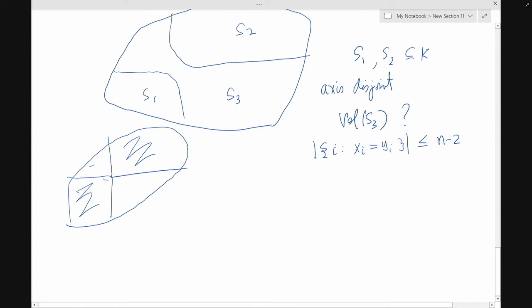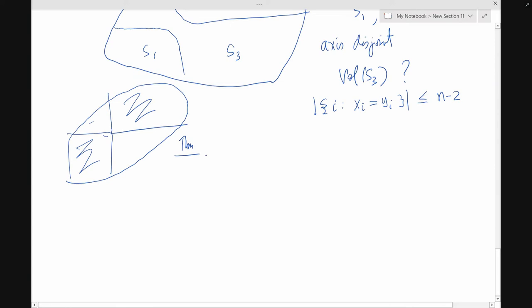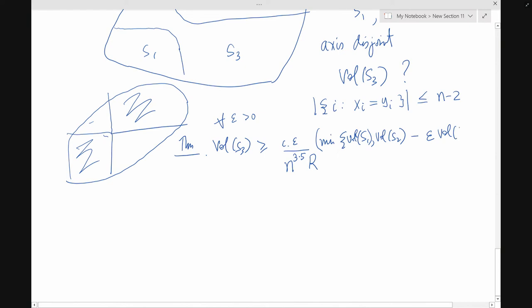The theorem that we'll end up proving, this is a pure geometric theorem now, is that the volume of S3 is at least, for any epsilon, a constant times epsilon over a polynomial. Unfortunately, this polynomial is like n to the 3.5 and r now, times the minimum of volume of S1 and volume of S2 minus epsilon times volume of K. So this is only interesting when the volume of S1 is bigger than epsilon times volume of K. So for all large enough subsets, you get this lower bound on the isoperimetric. For very small subsets, it says nothing.